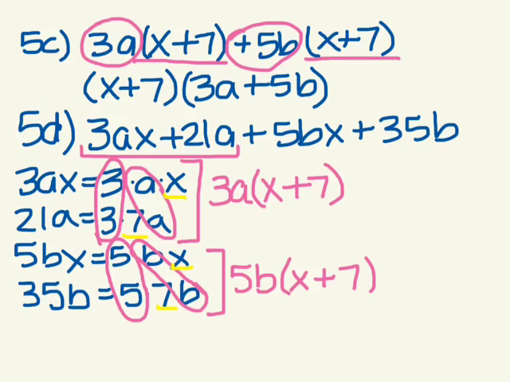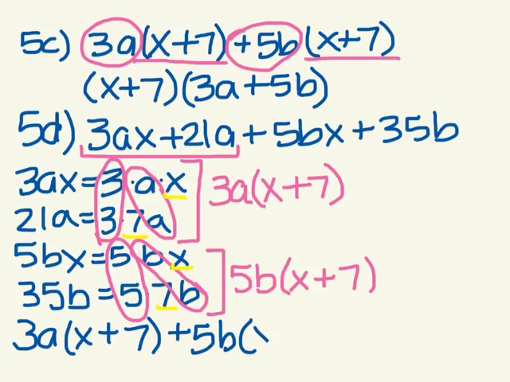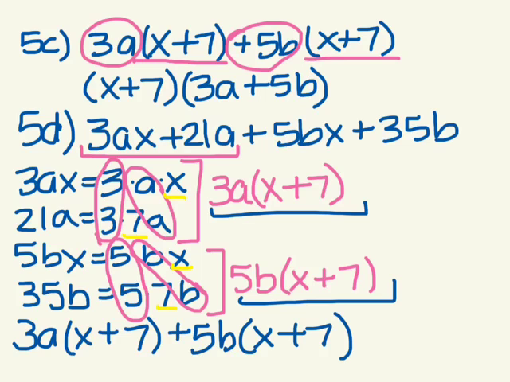Now, if I want to get to my final answer, I have 3ax plus 7, plus 5bx plus 7. All I did is put these pieces together. Once you do this, you look back up here and you do it exactly how we did the previous problem.